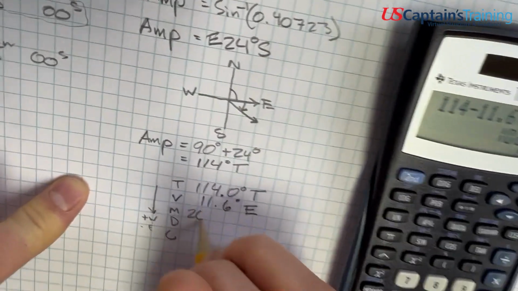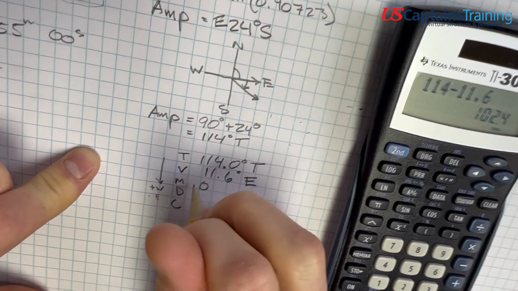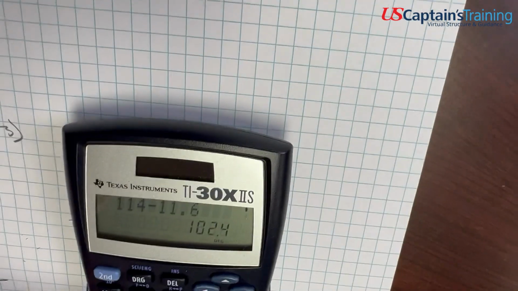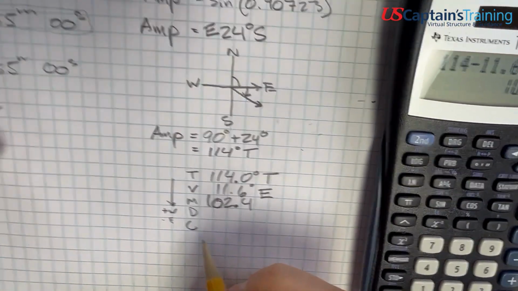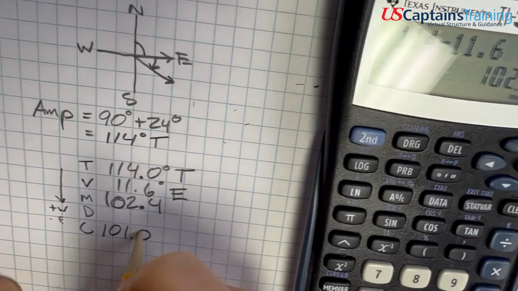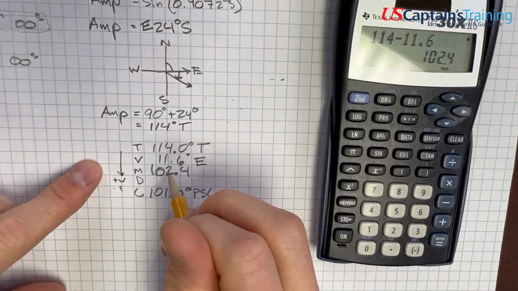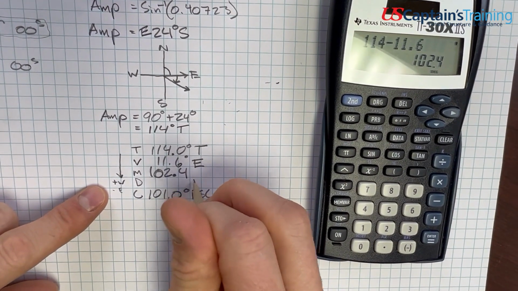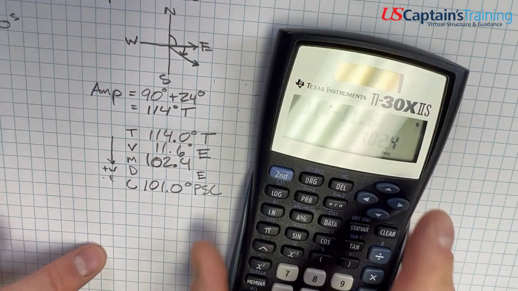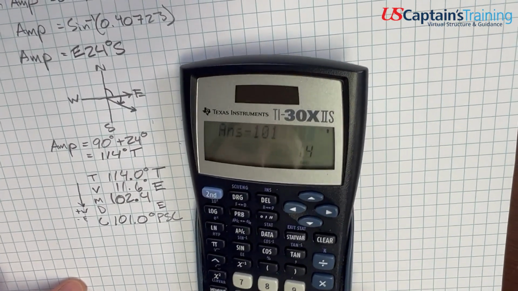So magnetic is 102.4. And now our compass was given: the sun's bearing 101.0 degrees PSC. So we're going from 102 to 101. We know this is going to be east because it's less. So let's do that. 102.4 minus 101 equals 1.4.